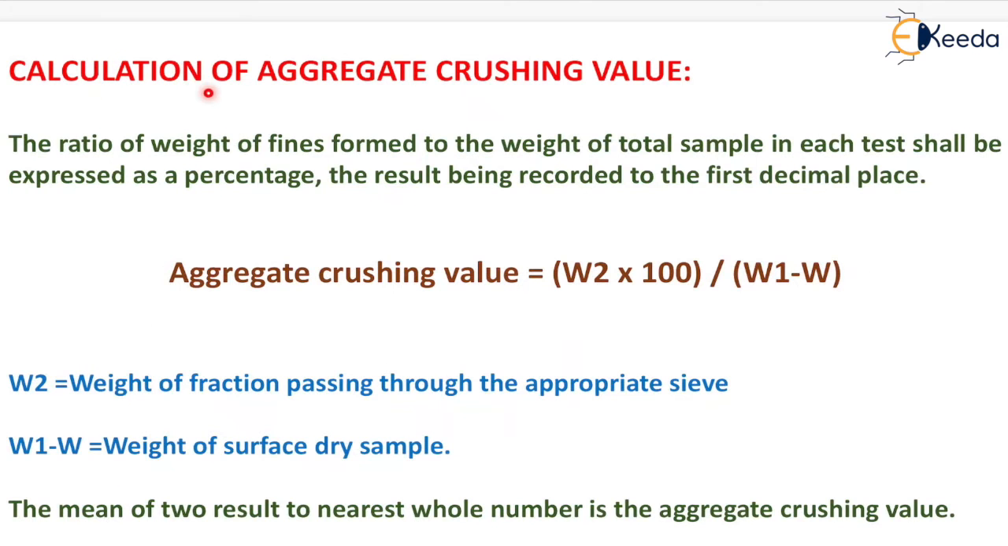Now the calculation of aggregate crushing value. The ratio of weight of fines formed to the weight of total sample in each test shall be expressed as a percentage, the result being recorded to the first decimal place. So aggregate crushing value equals W2 × 100 / (W1 − W), where W2 is the weight of fraction passing through the appropriate sieve and W1 − W is the weight of surface dry sample. The mean of two results to the nearest whole number is the aggregate crushing value.